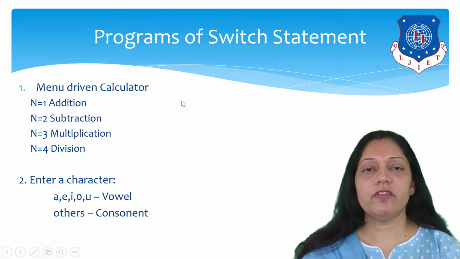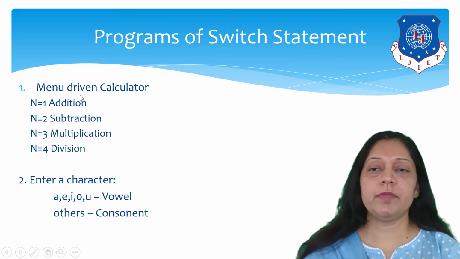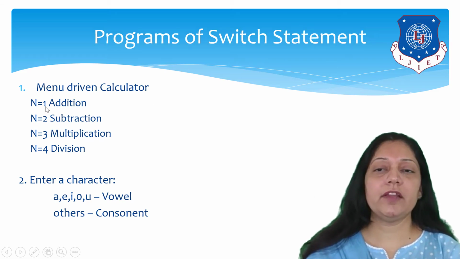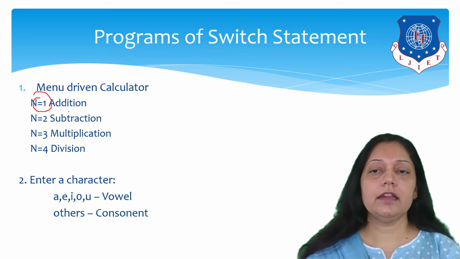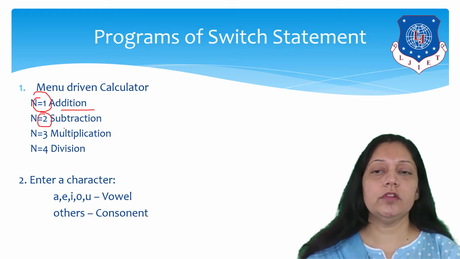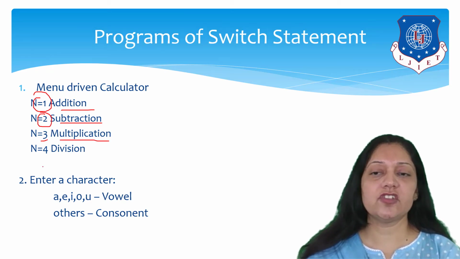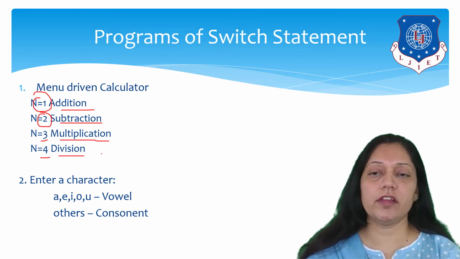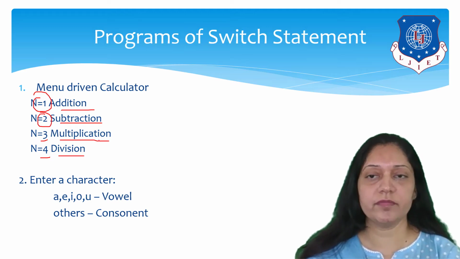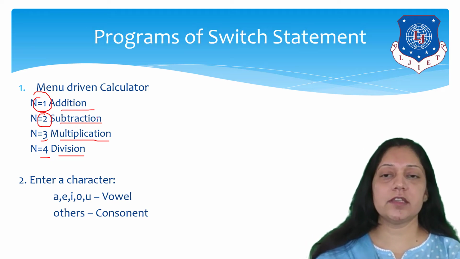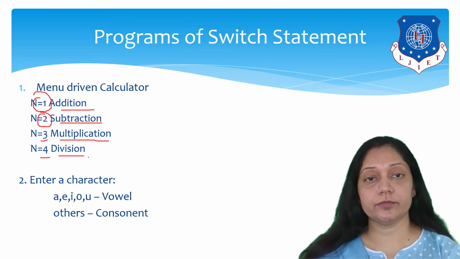Today we are going to see two different types of programs of the switch statement. One is a menu driven calculator, which means we will display a menu. If a user enters the number 1, we'll perform addition of two numbers. If the user enters 2, we do subtraction. If the user enters 3, we do multiplication, and if 4, then division. If the user enters any number other than 1, 2, 3, 4, we'll display an error message. That is a menu driven calculator, doing addition, subtraction, multiplication and division using the switch statement.